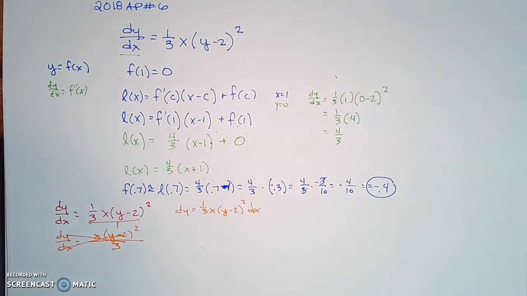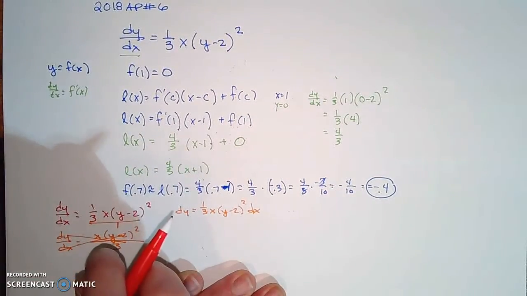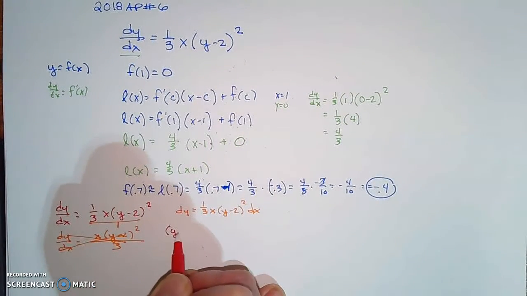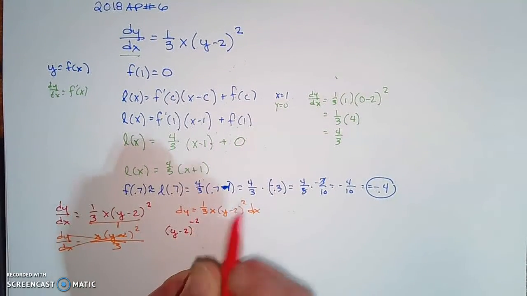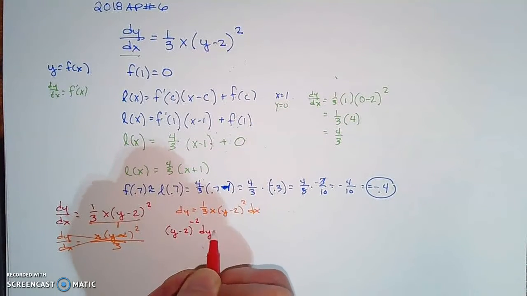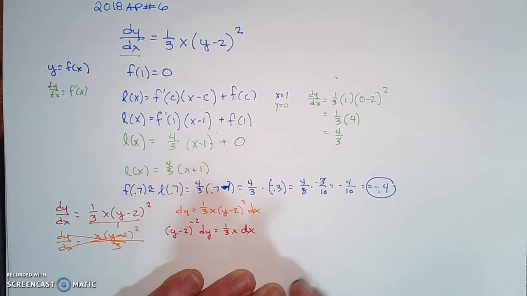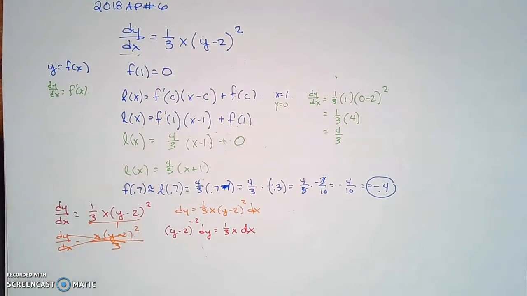This (y minus 2) squared is on the wrong side of the equation. So I am going to bring it to the other side of the equation as (y minus 2) to the negative 2. That's just moving it to the other side: (y minus 2) to the negative 2 dy equals 1/3 x dx. I've now separated x's and y's and dx's and dy's. So the y's and dy's are on one side, x's and dx's are on the other side. So I'm now going to integrate.